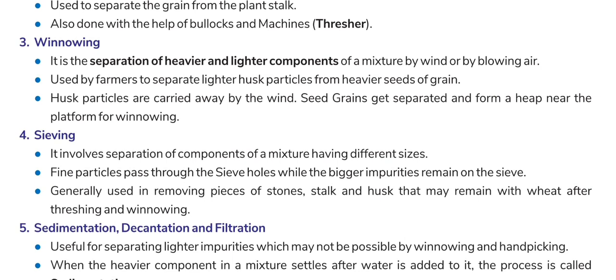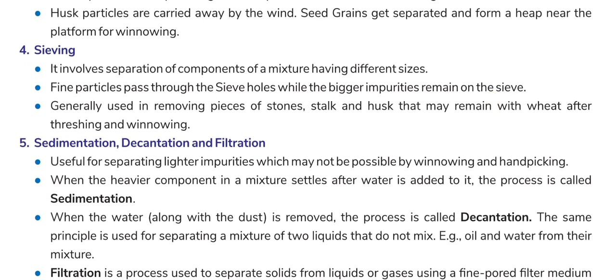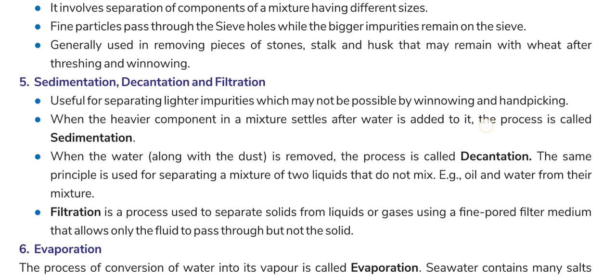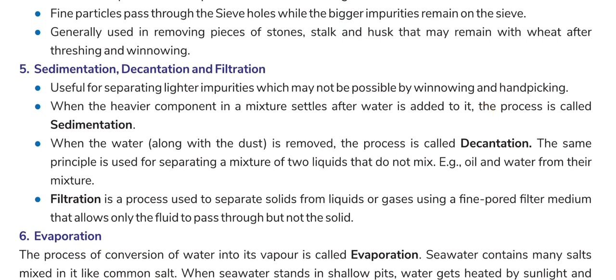4. Sieving. It involves separation of components of a mixture having different sizes. Fine particles pass through the sieve holes while the bigger impurities remain on the sieve. It is generally used in removing pieces of stones, stalk, and husk that may remain with wheat after threshing and winnowing. 5. Sedimentation, decantation, and filtration are useful for separating lighter impurities, which may not be possible by winnowing and hand-picking. When the heavier component in a mixture settles after water is added to it, the process is called sedimentation.